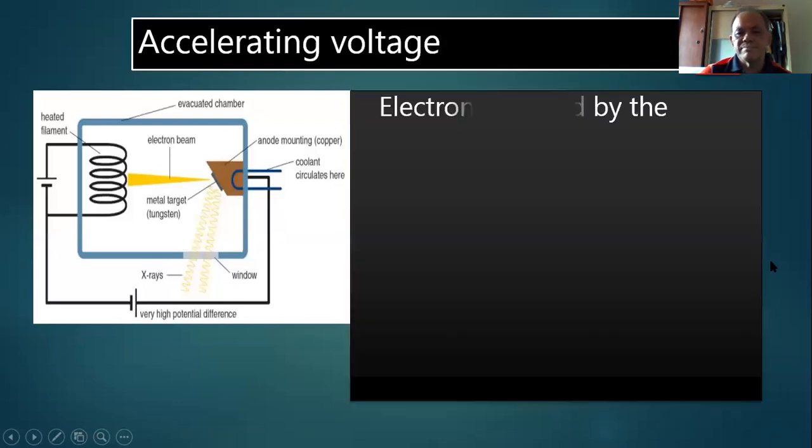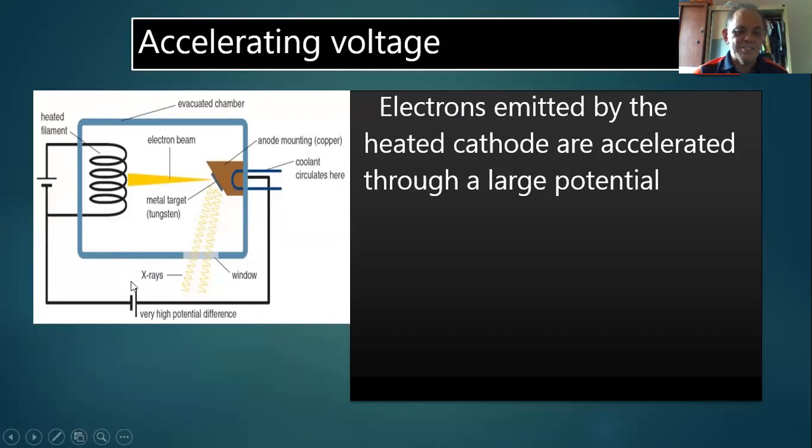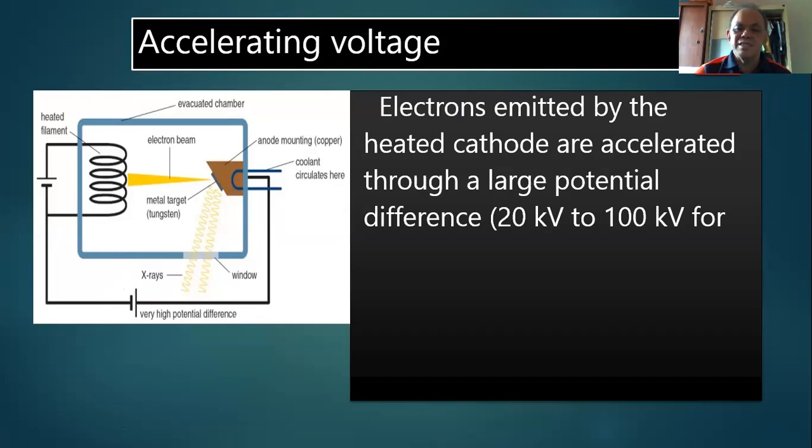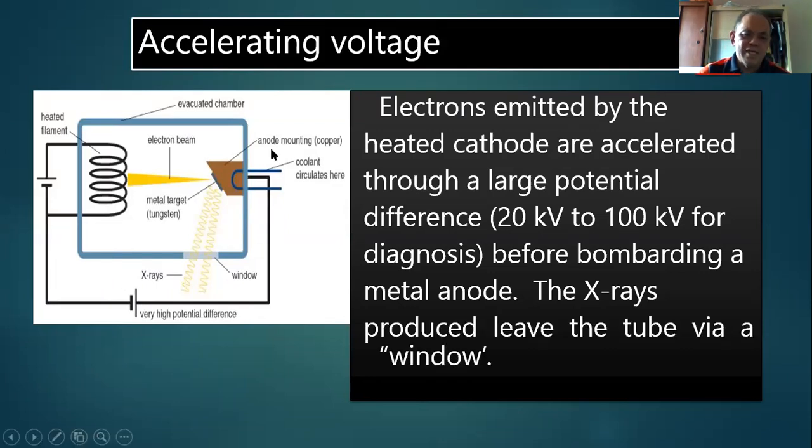Accelerating voltage. Electrons are emitted by the heated cathode. That's the accelerating voltage; different authors will draw it differently, but it doesn't matter. The electrons are accelerated to the target across a large potential difference, usually very high, 20 to 100 kilovolts for diagnosis, before bombarding the metal anode. The X-rays produced will leave through a window in the tube.